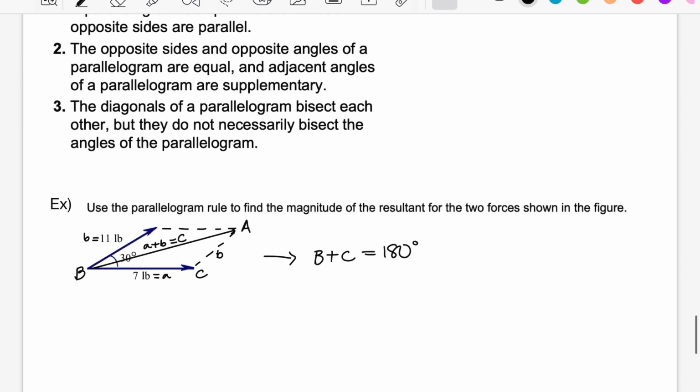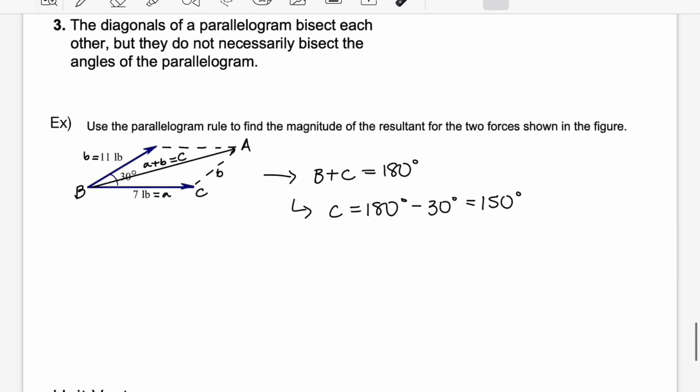So what we can do is use this information to find our angle C, because notice we're already given that our angle B here is 30 degrees. So our angle C is just going to be 180 degrees minus 30 degrees, which would be 150 degrees. Now, remember, we're trying to find this side C. We have an angle C now. We also have a side A and a side B. This indicates that what we can use is the law of cosines to find our side length C here.